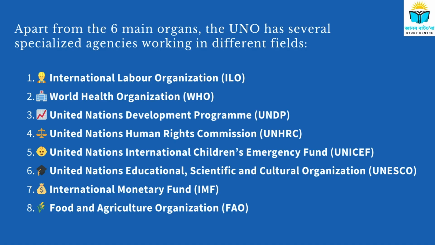Next one is International Monetary Fund, in short IMF. It helps countries manage their economies by providing financial support and economic advice. Another one is Food and Agriculture Organization, in short FAO. It works to eradicate hunger and improve food and nutrition worldwide. These specialized agencies play a vital role in achieving the UN's goals of peace, development, and human dignity across the globe.